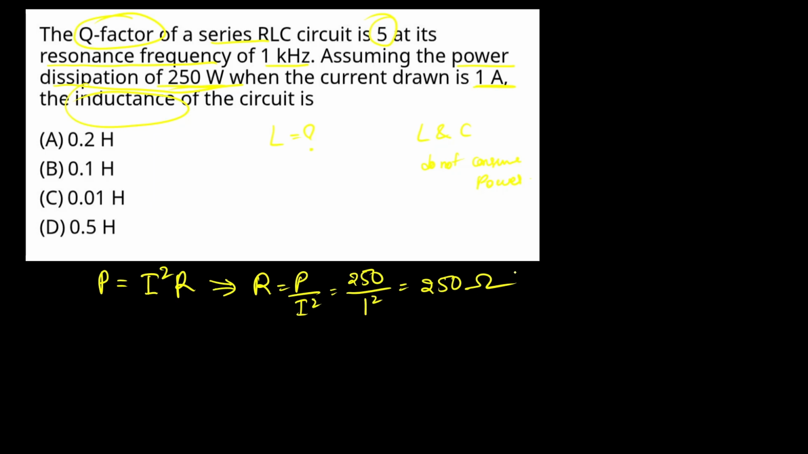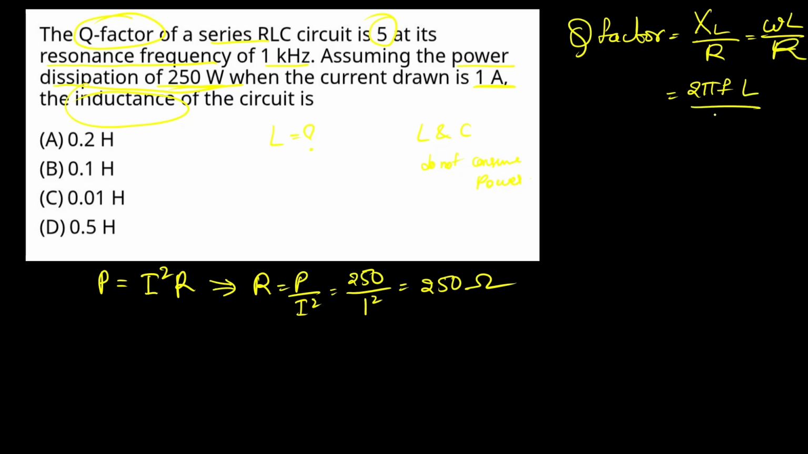Okay. We know the formula for Q factor. Q factor is equal to XL by R, as it is a series network. That is omega L by R. We know omega equal to 2 pi F, so Q equals 2 pi F L by R. So what we have to find? L. L equal to Q factor into R divided by 2 pi F.